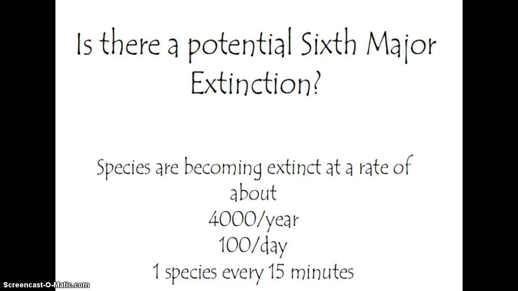Now, remember we said the background extinction rate was about 3 to 14 species per year. Today, species are becoming extinct at a rate of about 4,000 per year, so roughly 100 per day, or if you break that down even further, 1 species every 15 minutes. So we can say that yes, we are experiencing a mass extinction.